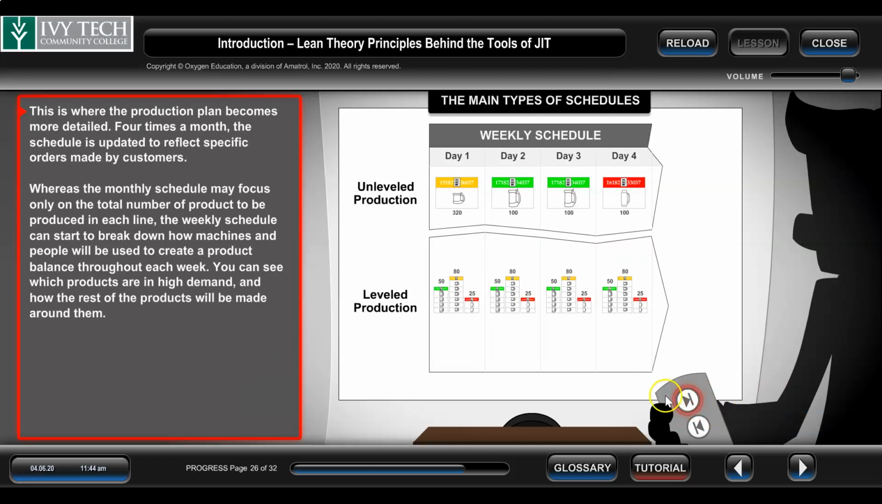This is where the production plan becomes more detailed. 4 times a month, the schedule is updated to reflect specific orders made by customers. Whereas the monthly schedule may focus only on the total number of product to be produced in each line, the weekly schedule can start to break down how machines and people will be used to create a product balance throughout each week. You can see which products are in high demand and how the rest of the products will be made around them.